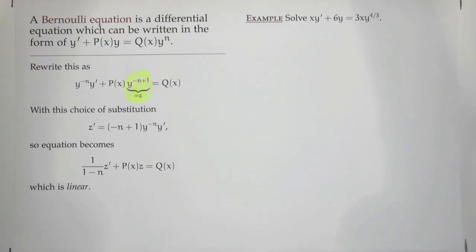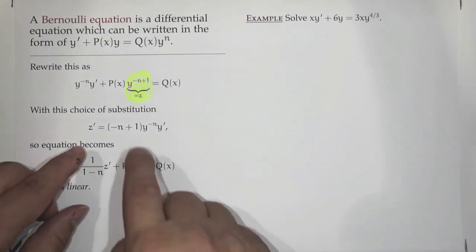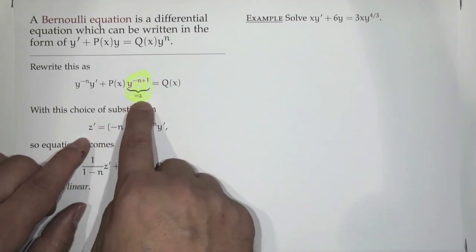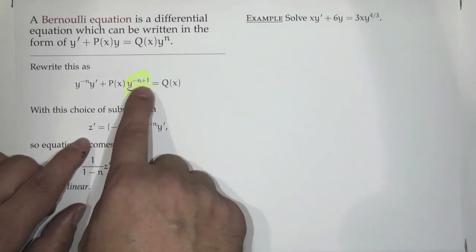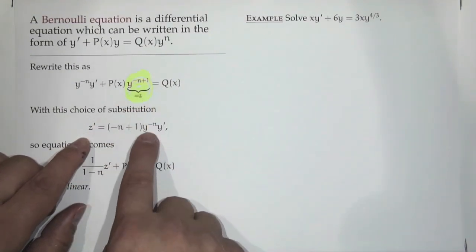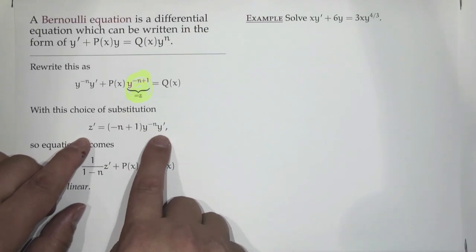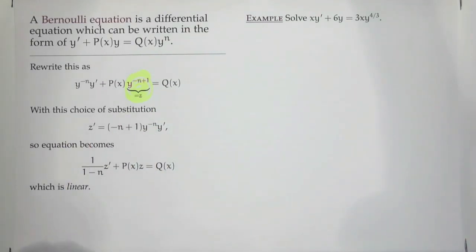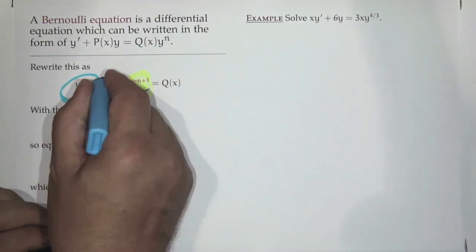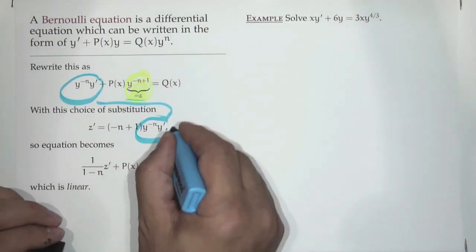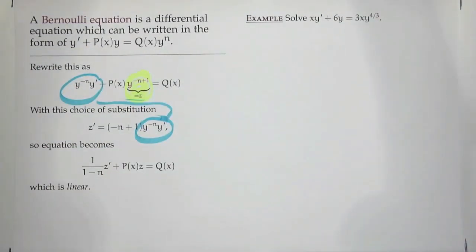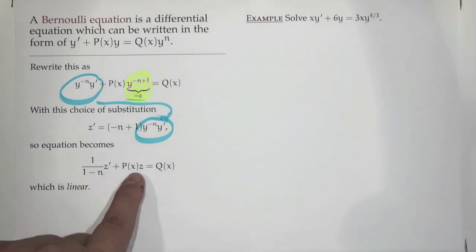All right, well, what happens? Well, of course, you can take a derivative. So z prime, minus n plus 1 comes down. You subtract 1 from the exponent, so that's why you get y to the minus n times y prime. And then the great aha, this part matches there. So that matches up to a constant. And so you end up with 1 over 1 minus n z prime plus p of x z equals q of x.